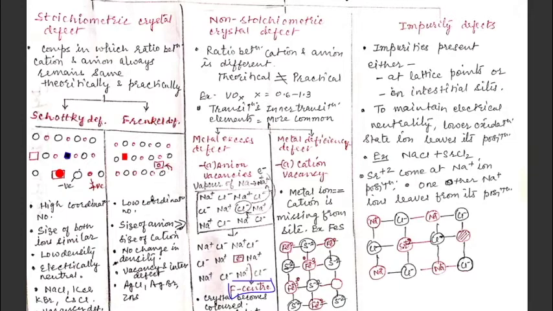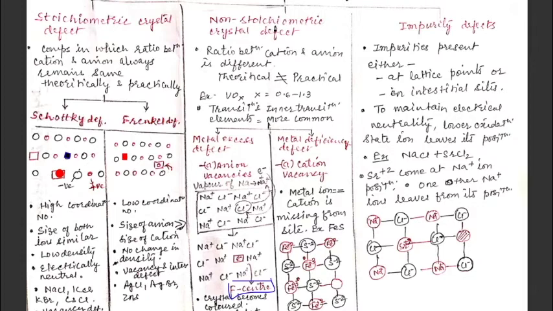This defect is shown by those compounds which have low coordination number, and where the size of anion is more than the size of cation. Because here there is a vacancy defect as well as an interstitial defect, there will not be much effect on density. Examples are silver chloride, silver bromide and zinc sulfide.